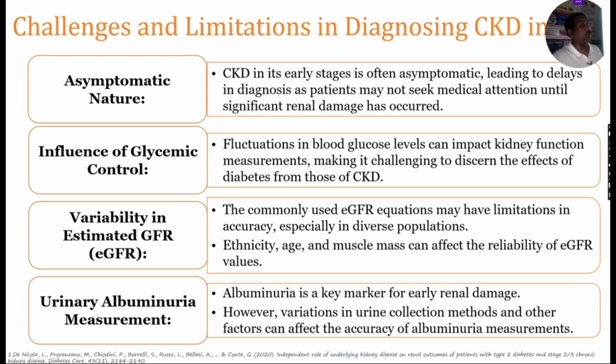Influence of glycemic control. Fluctuations in blood glucose levels can impact the kidney function, making it challenging to discern the effects of diabetes from those of CKD. It is always bad if you allow the diabetic individual to live with very high, fluctuating blood sugars. Even today, most of my patients, maybe 65 to 75%, have an HbA1c beyond 8, even 9. So I am not doing well as far as keeping the HbA1c at 6.5 or 7.